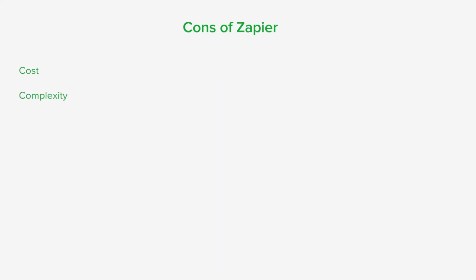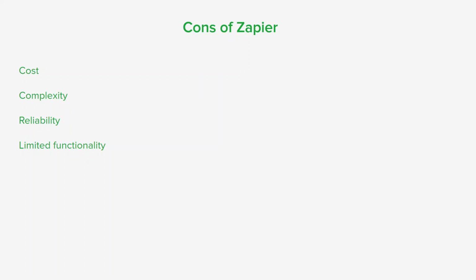Zapier can be a little bit complex to use, especially if you're not familiar with how automation works. It's not always reliable. Sometimes Zaps can fail to trigger or may not work as expected, and Zaps can't automate all tasks. Some tasks may require custom code or a different integration platform. If you need to automate a complex task, you may need to write custom code, and this can be a bit time consuming, especially if you're not a developer.